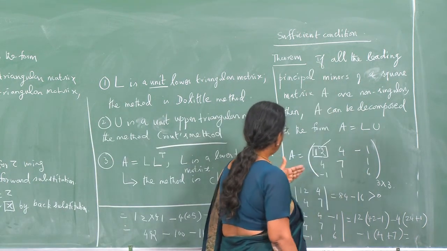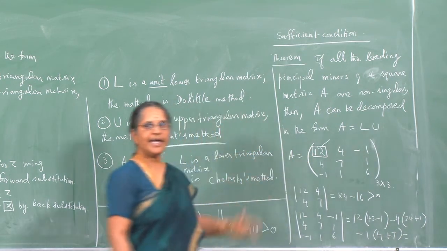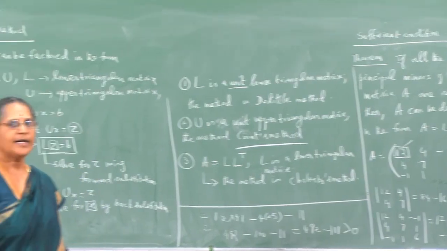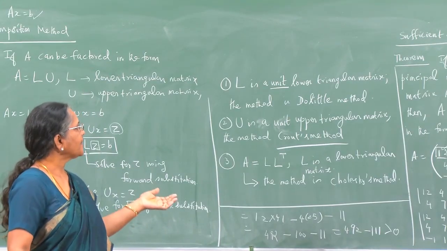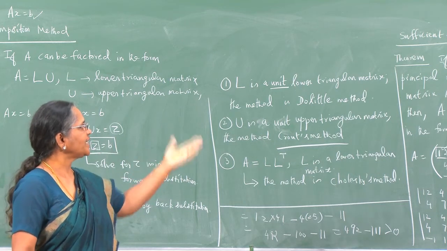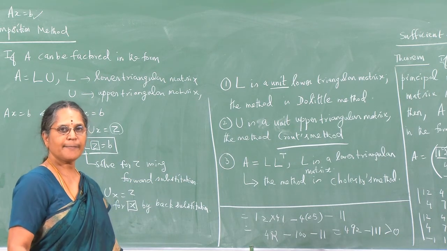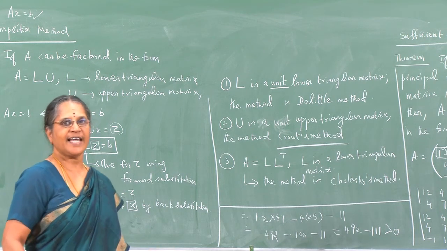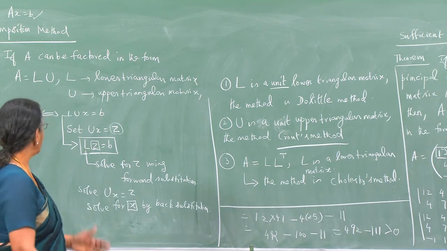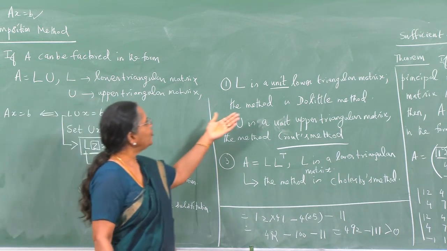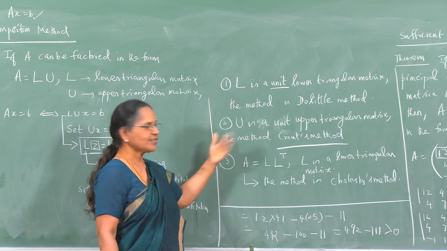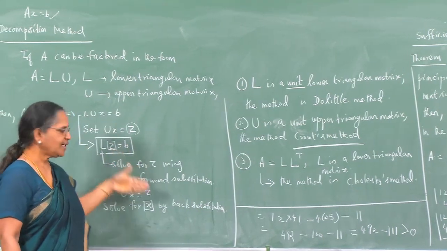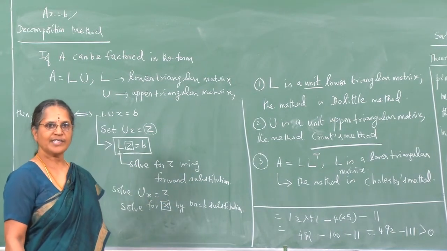So, given a system Ax is equal to B, we will check whether the coefficient matrix satisfies this sufficient condition, and then we decompose the matrix A in the form LU and either apply a Doolittle decomposition or a Kraut's decomposition, and then solve the system by forward substitution followed by backward substitution.